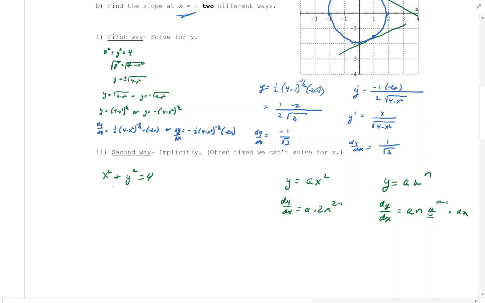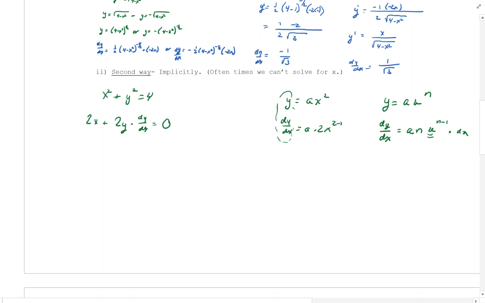Well, over here, if I come back to this original equation, this is easy enough. The derivative of x squared is 2x. The derivative of y squared, well, I'm going to apply the same rule that I've had all along. So I've got 2y to the first power, 2 minus 1. But then since y isn't just a plain old x, I've got to use my chain rule. And the derivative of y, well, I know the derivative of y is dy/dx. And then the derivative of a constant is 0.